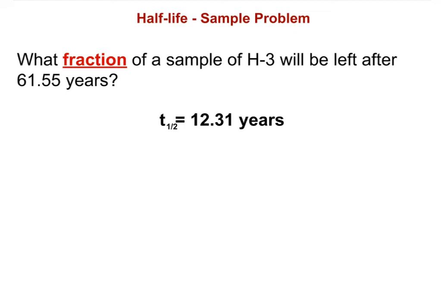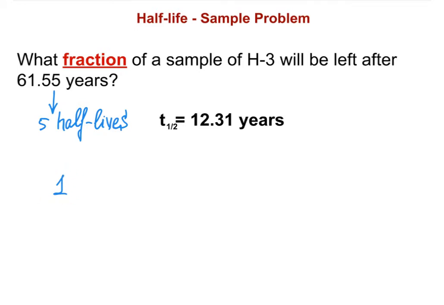Here's a variation of the same problem. And here you are asked to calculate the fraction of the sample of hydrogen-3 that will be left after 61.55 years. We already know that 61.55 years is 5 half-lives, so pretty much what the question asks is, what is the fraction of the original sample of tritium after 5 half-lives? Okay, so once again, we're not even given the original amount of hydrogen-3 because it's not important. Whatever it is, we assign it to be initially a 1.